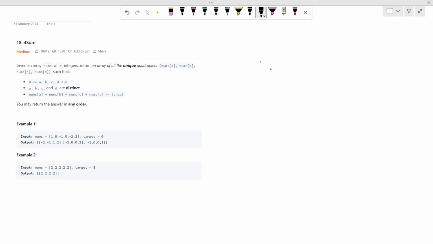Today we are going to solve the 14th question of Arsh DSA sheet, and the question is awesome. Let's look at the problem statement.